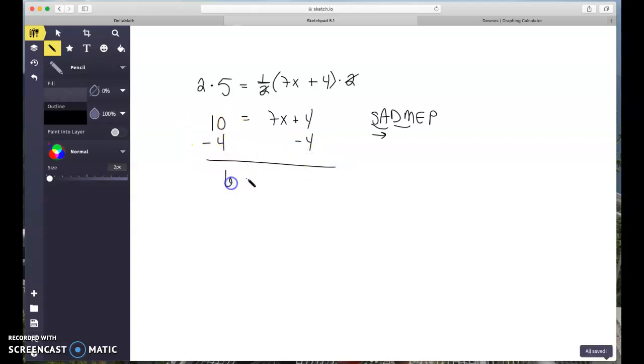10 minus 4 is 6, and I've got 7x. 4 minus 4 is 0, so 7x plus 0 is just 7x. My goal is to get x by itself, so I have to get rid of that 7. The opposite of multiplying by 7 is to divide by 7. If I do it to one side of my equal sign, I do it to both. So 7 divided by 7 is 1x, and 6 divided by 7 doesn't reduce. We can just leave it as 6/7.